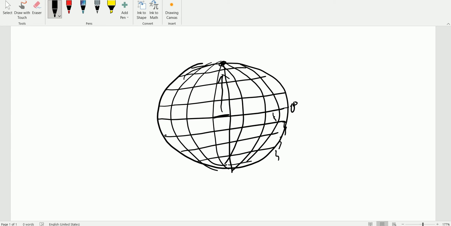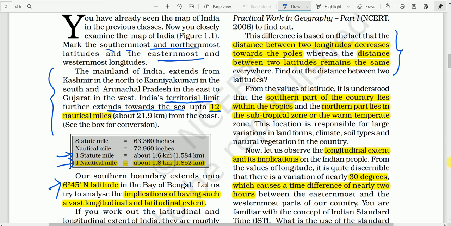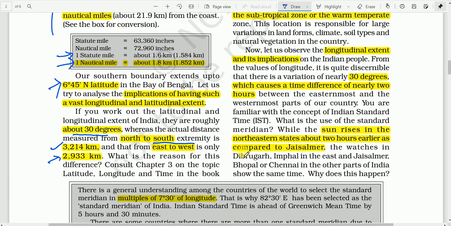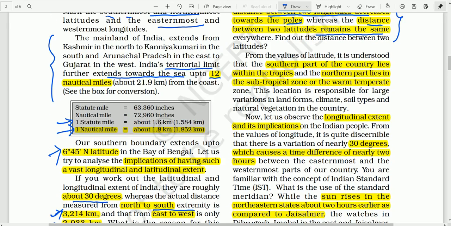So that is the point mentioned in the textbook here. The distance between two longitudes decreases towards the poles, as you have seen in the diagram, whereas the distance between the two latitudes remains the same. And that is why the north-south extremity is somewhat longer than the east-west extent. Are you clear?